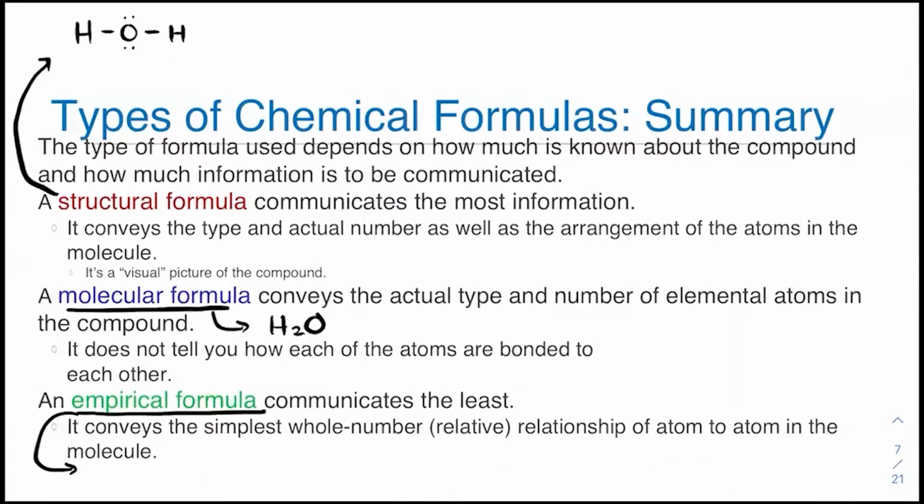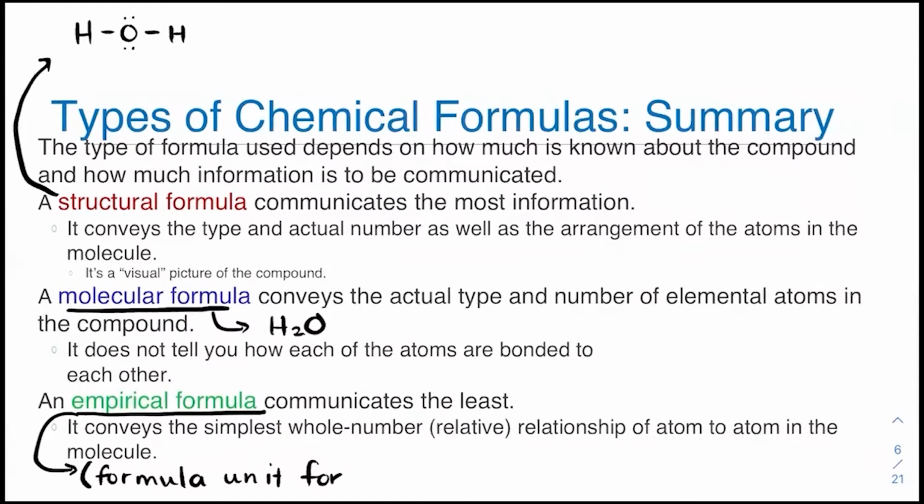This is going to convey the simplest whole number ratio of the atoms. So molecular is the actual number, empirical is the relative number of atoms for a covalent compound. You can also do an empirical formula for an ionic compound, but let's face it, the empirical formula is the same thing as a formula unit for an ionic compound.